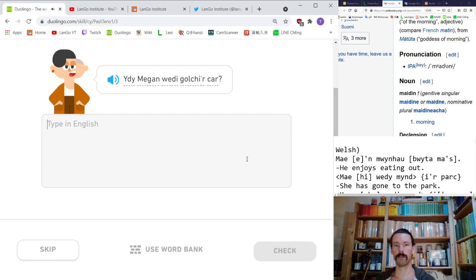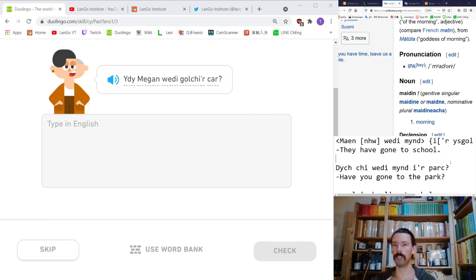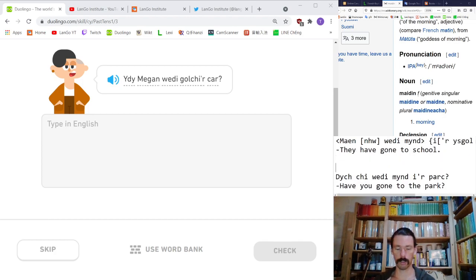Ydy Megan wedi golchi'r car? So what are these guys? Megan wedi golchi'r, wash, transitive here, car.